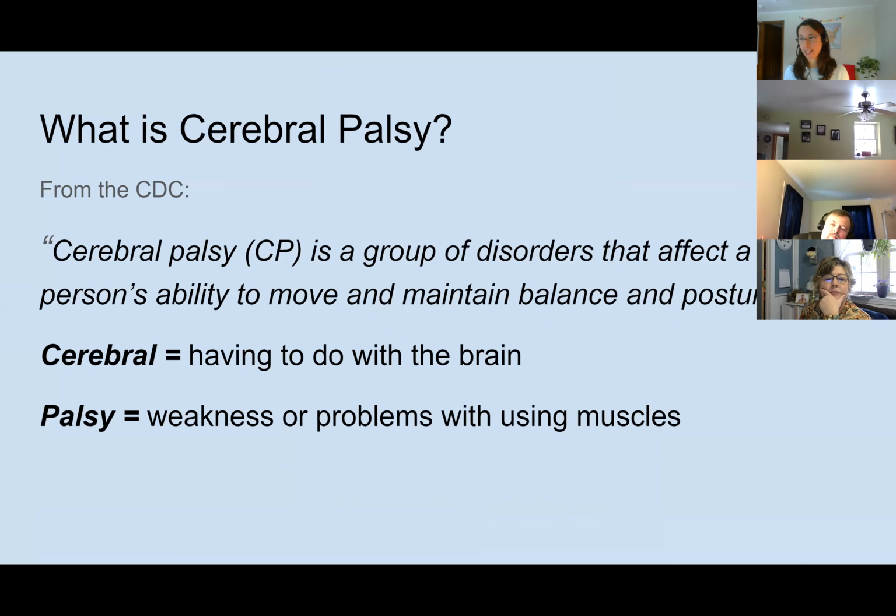Cerebral palsy is classified as a developmental disability. It is caused by abnormal brain development or damage to the developing brain. This damage affects a person's ability to control their muscles. If we break down the etiology, cerebral has to do with the brain. Palsy is weakness or problems with using muscles.